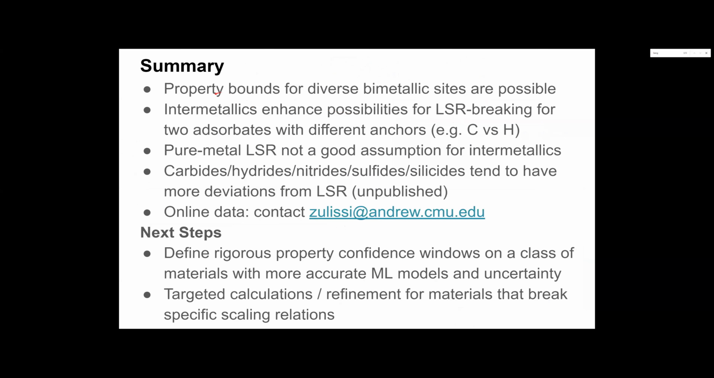Okay, so a quick summary. We're working to try and get property bounds for systems with diverse sites. And these intermetallics seem like they have a lot of possibilities for breaking the scaling relations, at least compared to the pure metals, as long as you have different anchorings. The pure metal scaling relations are not a great assumption for these intermetallics, so there's sort of an open area of literature here that we need to fill in.